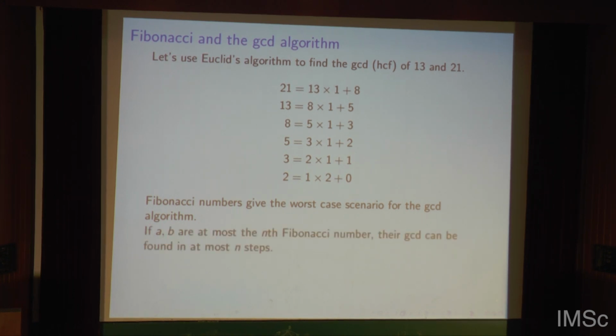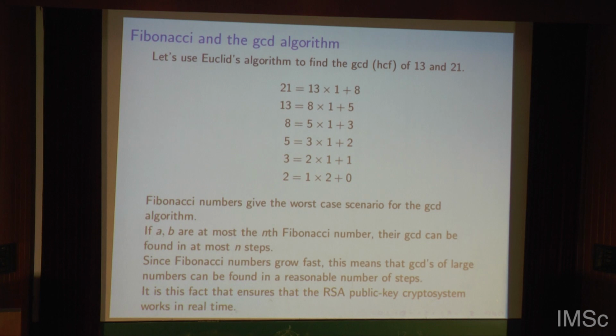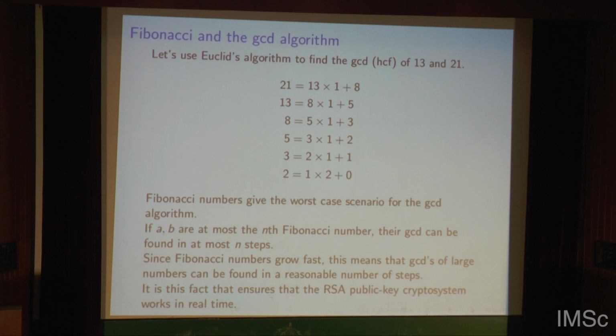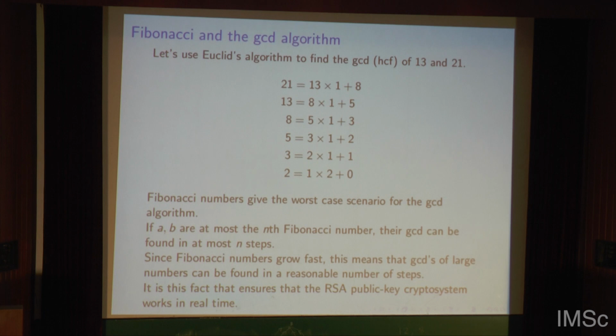If you have the nth Fibonacci number, the GCD can be found in n steps. And the nth Fibonacci number is roughly n by 5 digits, right? So you have numbers of 2000 digits. These are astronomically huge numbers, many orders of magnitude larger than the number of atoms in the universe. But you can still, in a few thousand steps, which a computer can easily handle, run Euclid's algorithm for them.